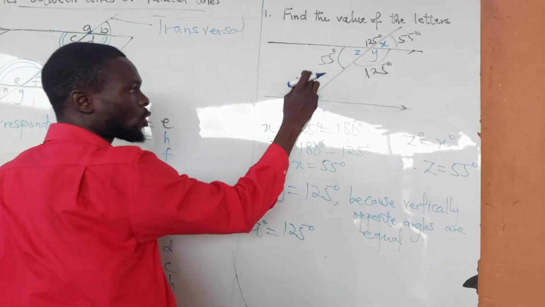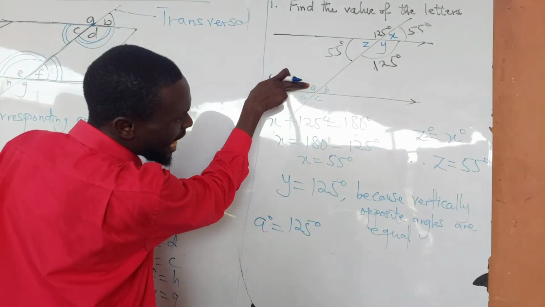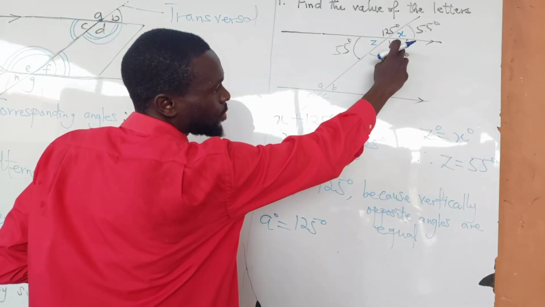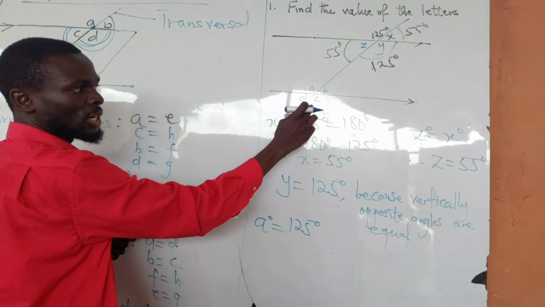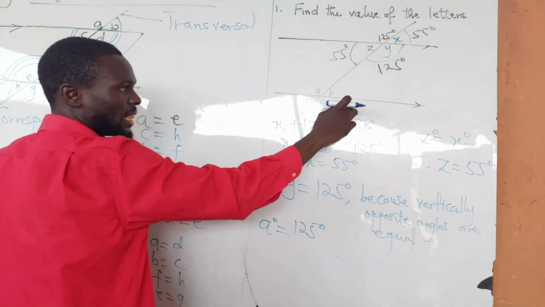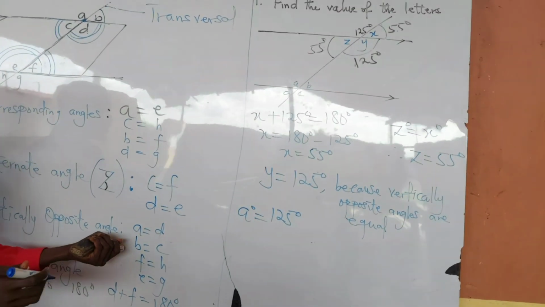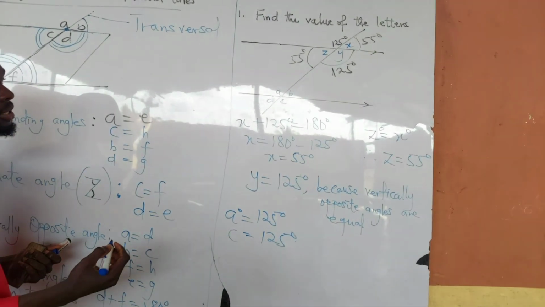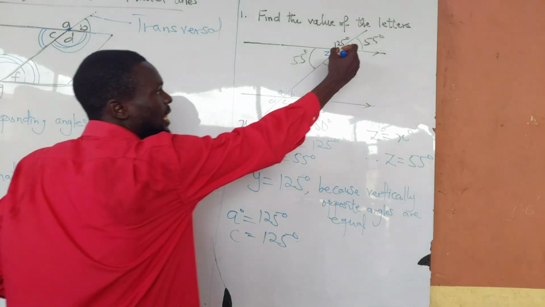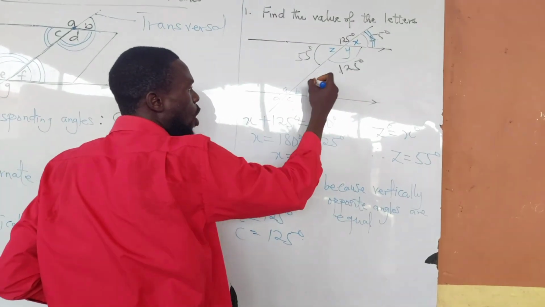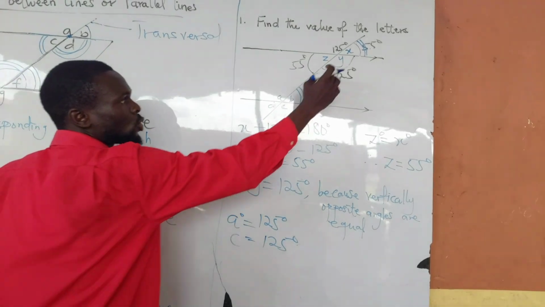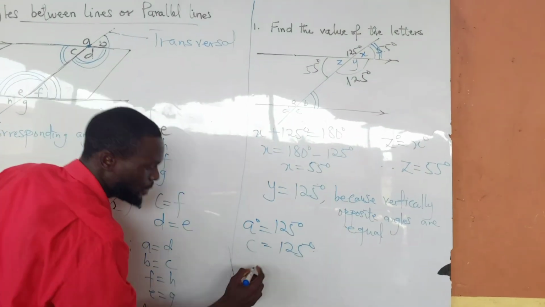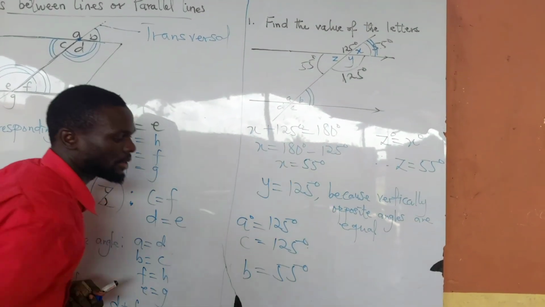So if 125 corresponds to this, then you can say that A is also vertically opposite to C, or this angle is also corresponding to this angle, because this and this are the same per the explanation we did here. So we can say C is equal to 125 degrees. Then B, how will you get B? The angle here, which is the X, also corresponds to the B. So corresponding angles are equal. So if X is 55, then B is also equal to 55 degrees.